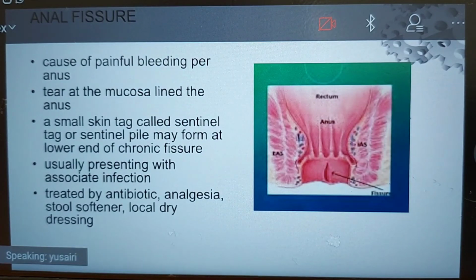So treatment? Surely not antibiotics. Who told you to use antibiotics? I have never heard of that before. Analgesia means you want to give lignocaine gel. Other than that, local dry dressing, I have never heard of that. What do we do? Normally, do you know what we do?